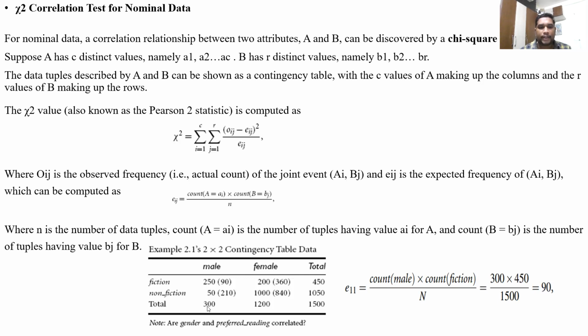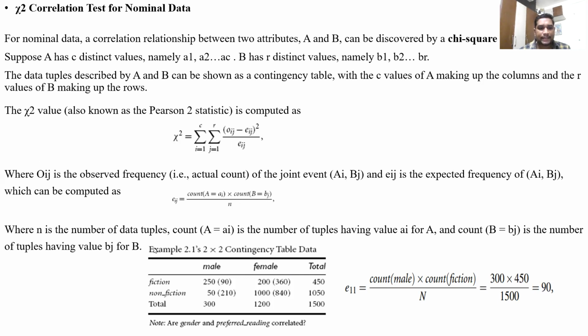When you are combining, you get a particular value that is called the actual count of the joint event (Ai, Bj). Eij is the expected frequency of (Ai, Bj). Now you have to calculate Eij as count of A equal to Ai times count of B equal to Bj. Count of A you get from the C count, and count of B from the R count.